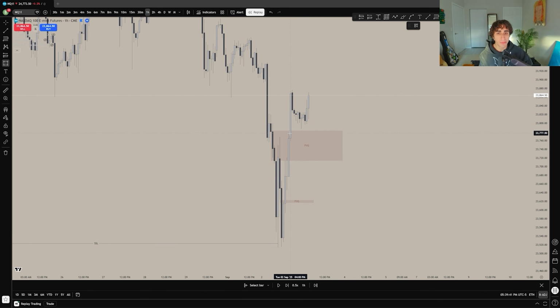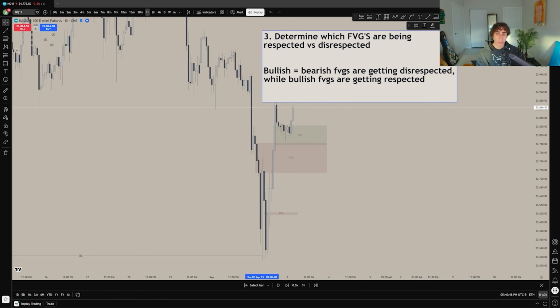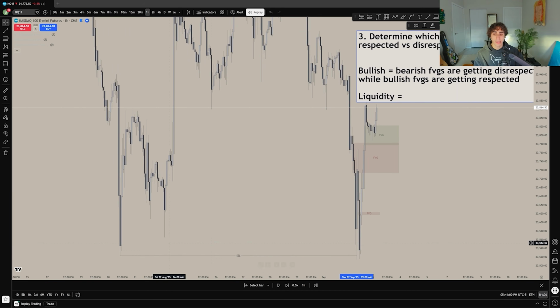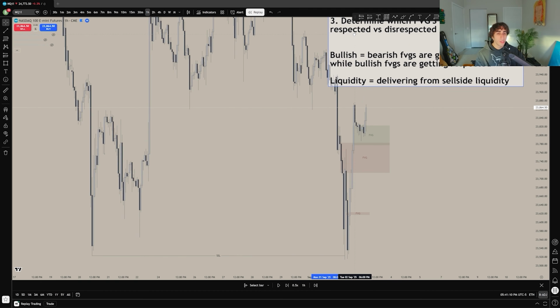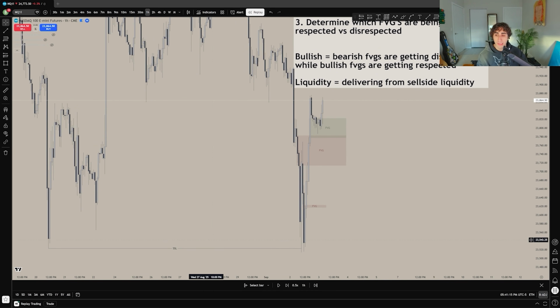And then what are we doing with these bullish fair value gaps? Well, if we mark out this bullish fair value gap here, we are clearly respecting this gap and we are delivering higher from it. So this is a bullish scenario, meaning what? Bearish fair value gaps are getting disrespected while bullish fair value gaps are getting respected. And if we add in the last concept that we used, which was liquidity, what is the market delivering from? Sell side liquidity. Really just these two things alone are really helpful for you guys to find your bias. If we are delivering from sell side liquidity and we are disrespecting bearish gaps and respecting bullish, then this is a sign of bullish order flow and a bullish bias.